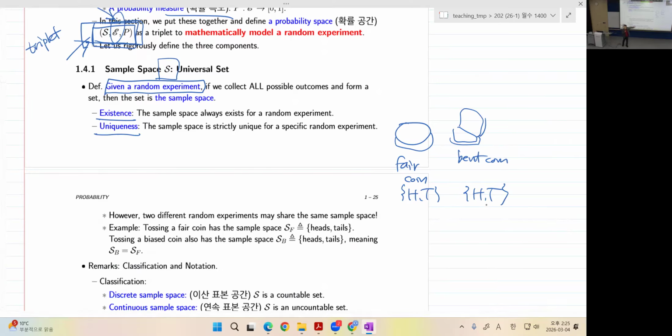Since this sample space is a finite set, the power set of this sample space can well serve as the sigma algebra. In that case, what distinguishes these 2 random experiments? The probability measure. So, for example, this is S fair, this is S biased, then 2 to the S fair may serve well as the sigma algebra for fair coin tossing. And you may call it like this, but what's the difference?